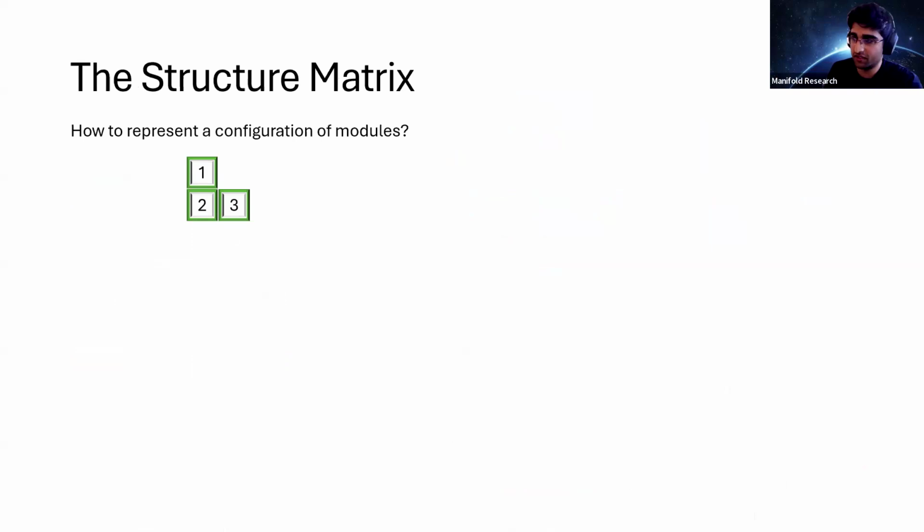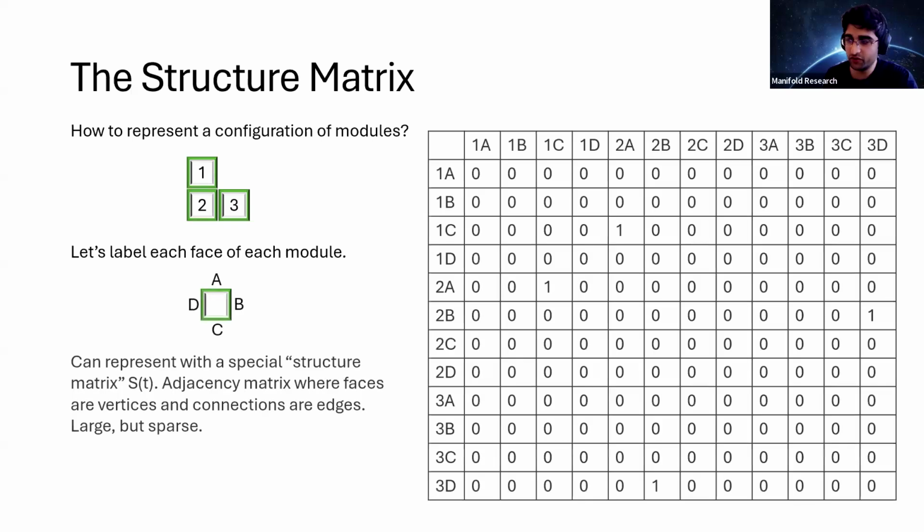So to talk about that, first we have to talk about one thing, which is how do we even represent an arbitrary shape? So let's assume that we have some numbered modules, and let's label the face of each of the modules. We can use this adjacency matrix. In this case, it's a little bit special, so we'll call it a structure matrix. Special because it just is for this scenario.